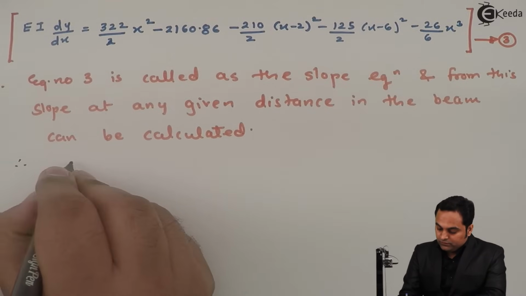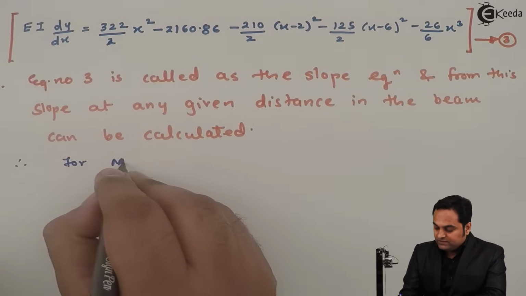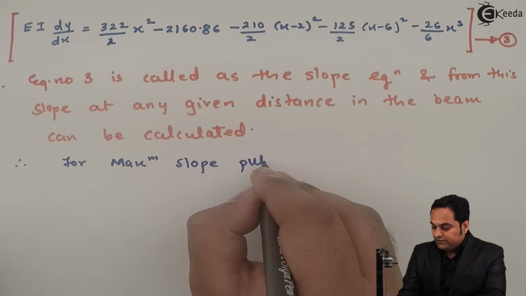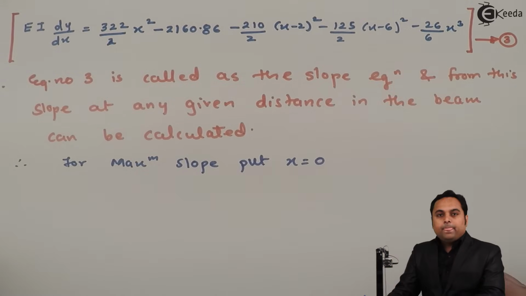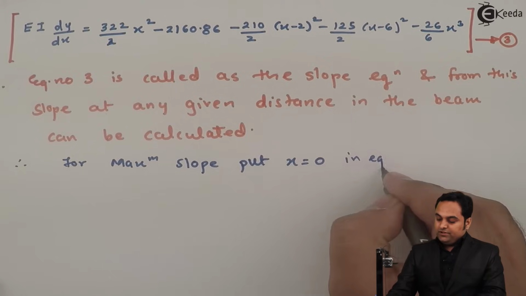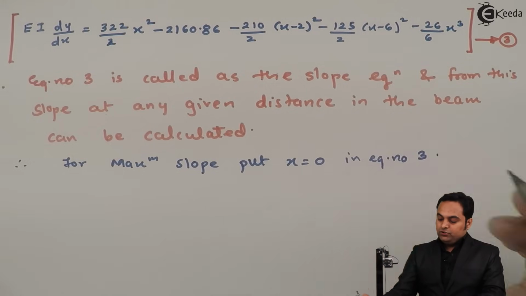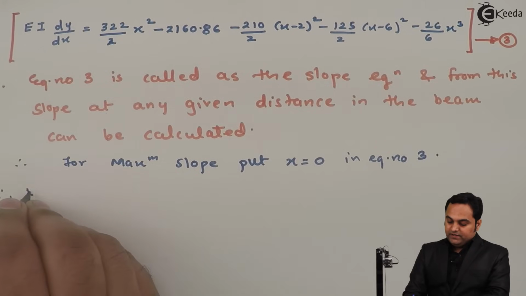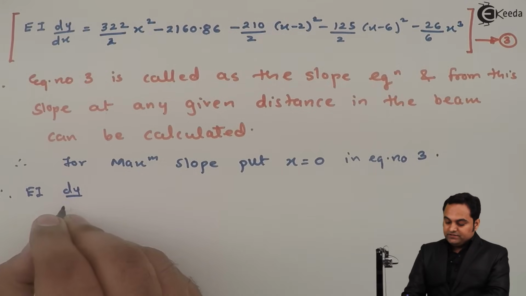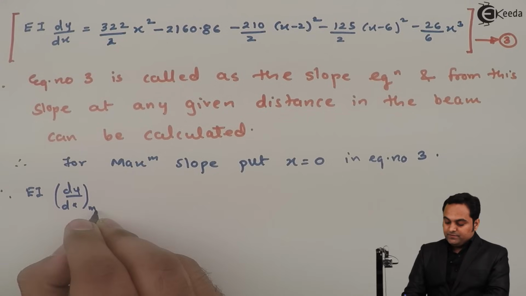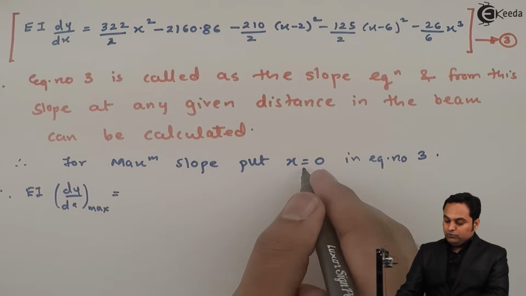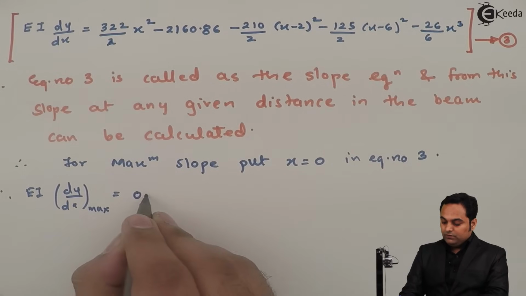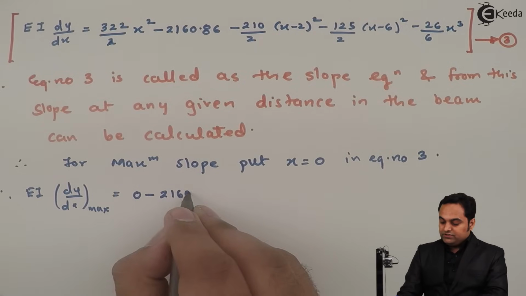therefore for maximum slope put x is equal to 0 in equation number 3, because at the supports we have the maximum slope. So here we have, this will be EI, dy by dx will be maximum. Now I'll put x is equal to 0 in this equation. So the first term that becomes 0 minus 2160.86.